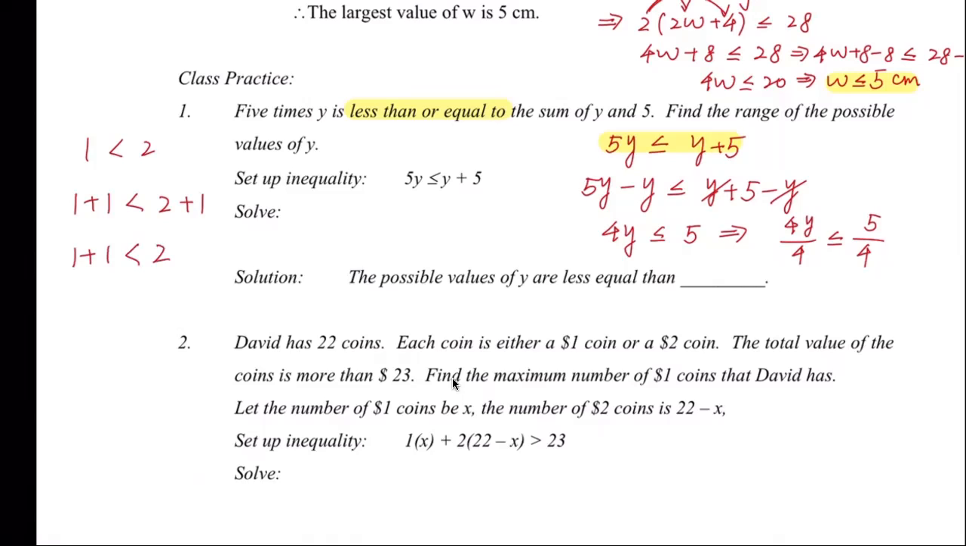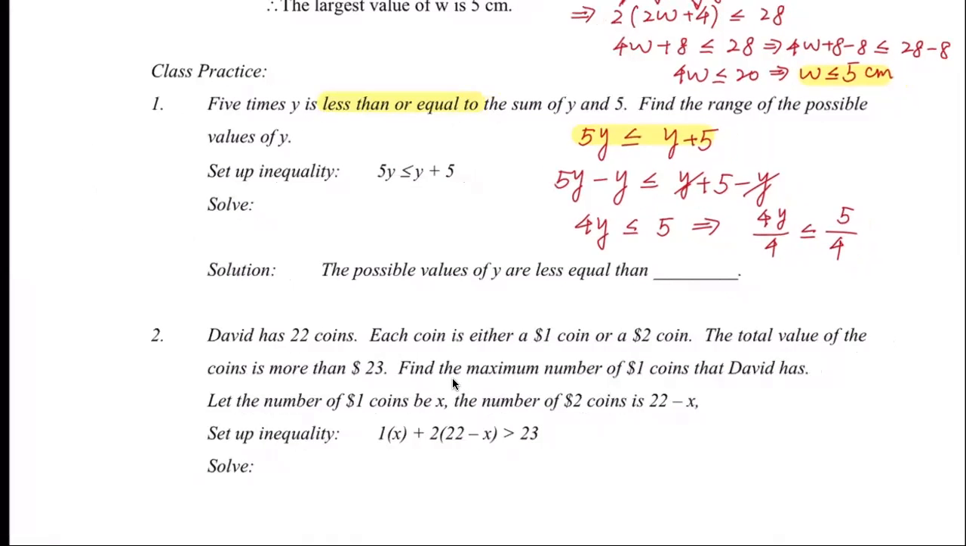So the point here is, when you add, subtract, multiply, or divide any number to this inequality, you need to do that to both sides. This is very important. Please remember this.